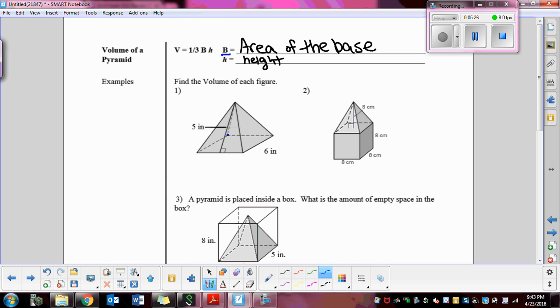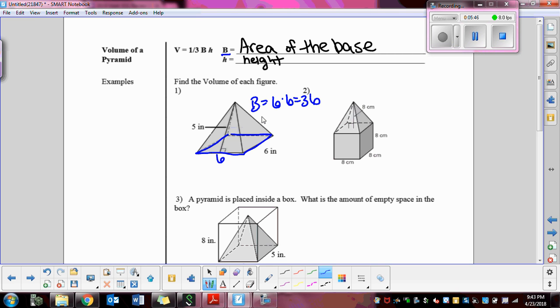So the area of this base, this is a square on the bottom. To find the area of a square, we just multiply the sides, which are all 6. We multiply 2 of the sides, length times width. And so capital B, I'll put it up here, is 6 times 6.